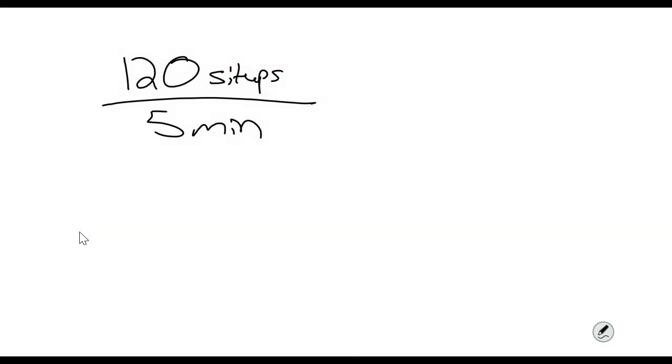Okay, 120 sit-ups per 5 minutes. That is called the altogether rate. All right, we want to get to the unit rate. What has to be true in the unit rate? What has to happen to make it a unit rate? Divide and get to 1. Right? We need to get to 1 minute. Our denominator has to be 1.